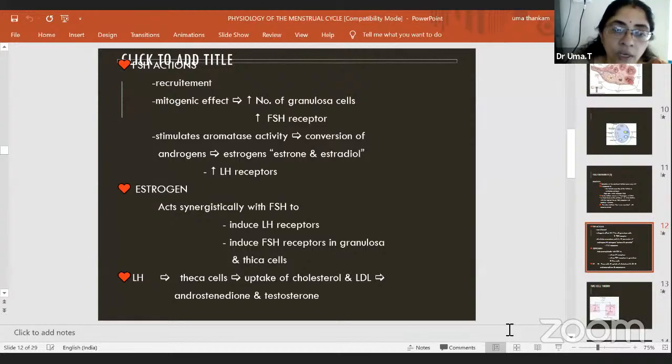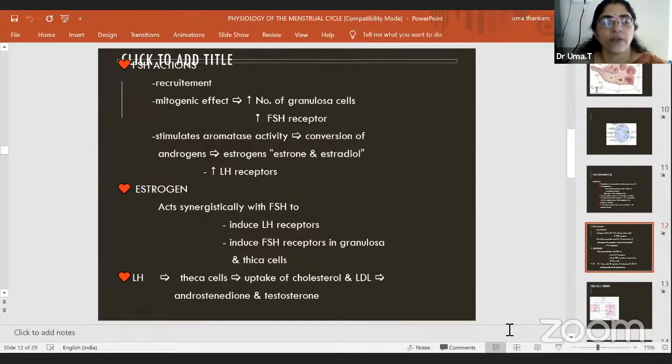Estradiol is the hormone. See, there are 3 types of estrogen: estrone, estradiol, and estriol. Estradiol and estrone are the hormones seen more in circulation. Estradiol is the one seen in greater amount in the reproductive phase of the woman's life. Estriol is generally seen in pregnancy, and estrone is seen in the postmenopausal phase.